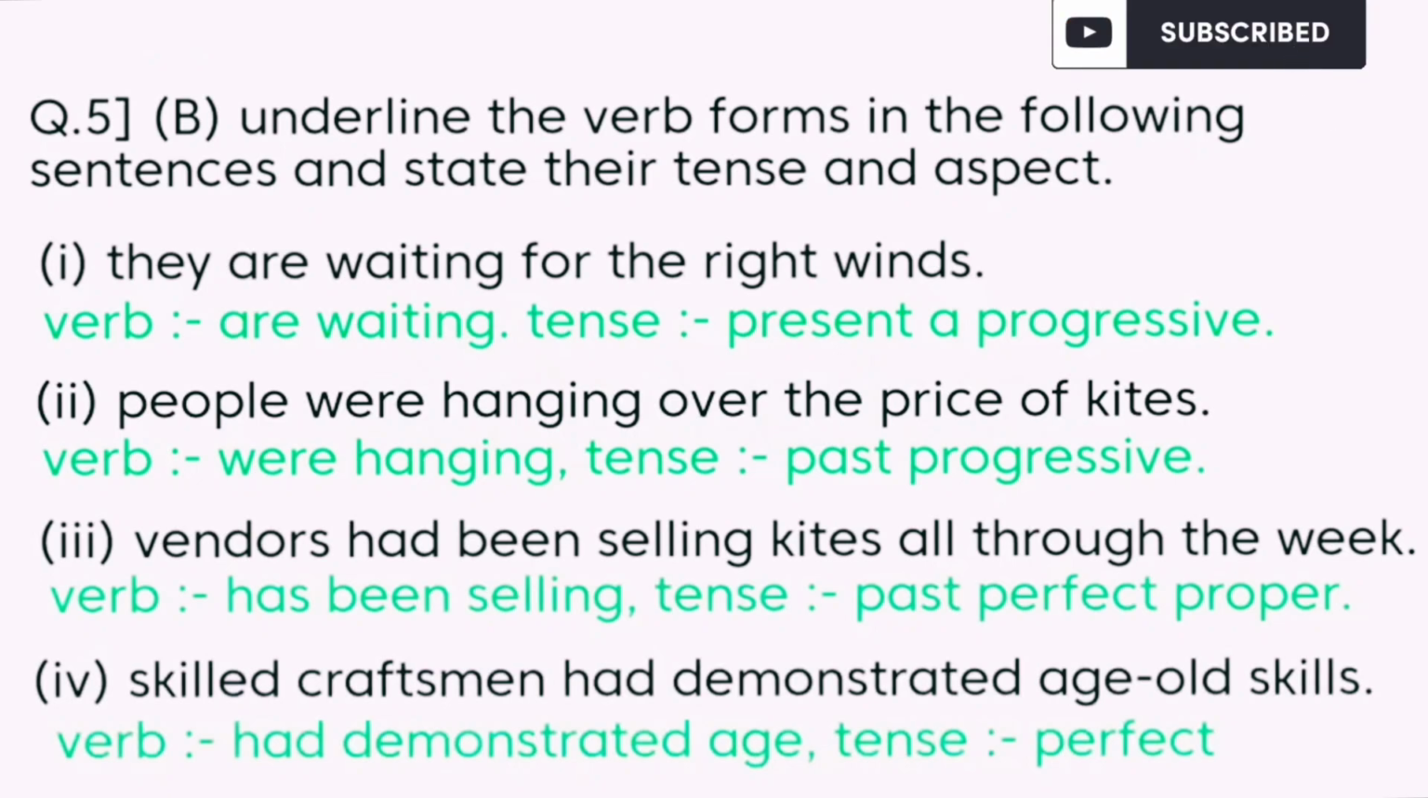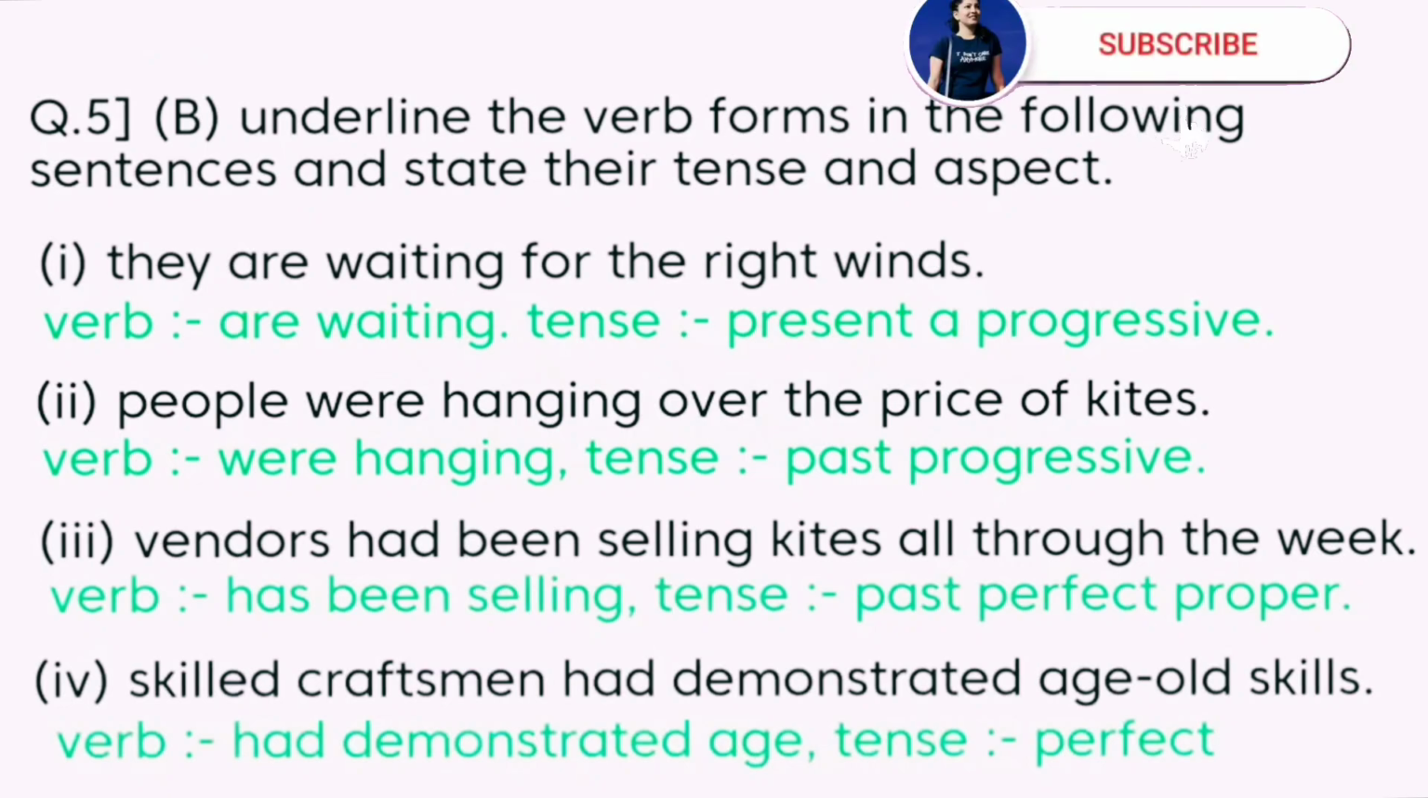They are waiting for the right wind. Okay, so here the verb is waiting and they have used are waiting, so it will be present progressive. Next is, people were haggling over the price of kites. So here the verb is haggling, but they have used were, where haggling is past progressive. Okay, next is, vendors had been selling kites all through the week. So here selling is the verb, but had been they have given, so had been selling is past perfect progressive.